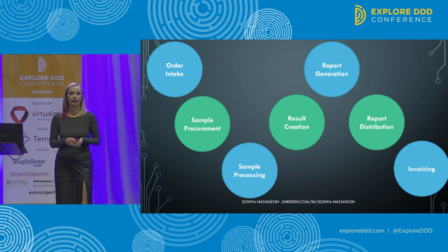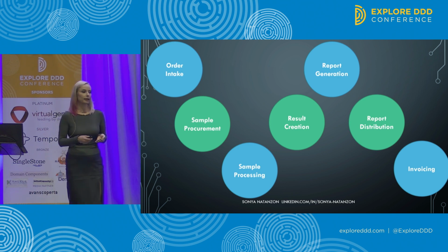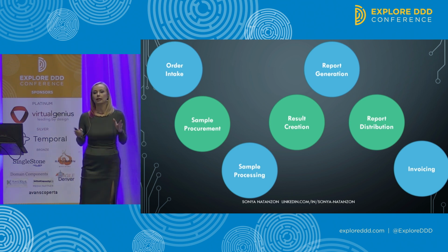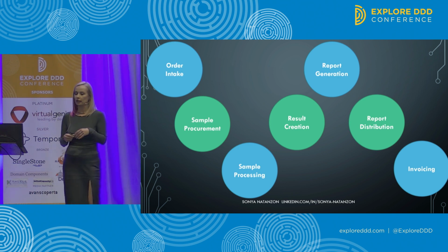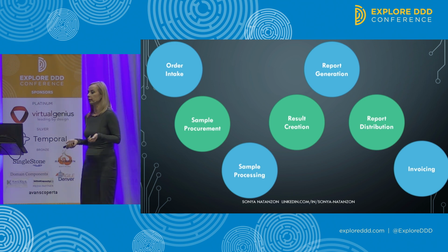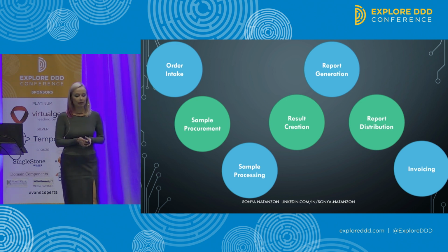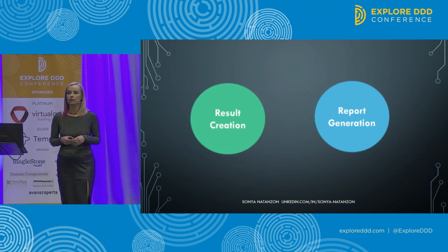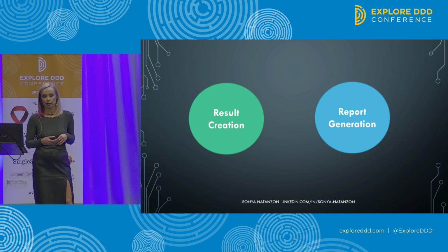A lab will get a test order from a physician. It'll then obtain a specimen from a patient. It'll put that specimen through a testing method. It'll create some results, which, if they're flagged, will have to be reviewed. It'll generate a report, ship that back to the physician, and bill for services rendered. So today's story zooms in on two domains, and that is result creation and report generation.